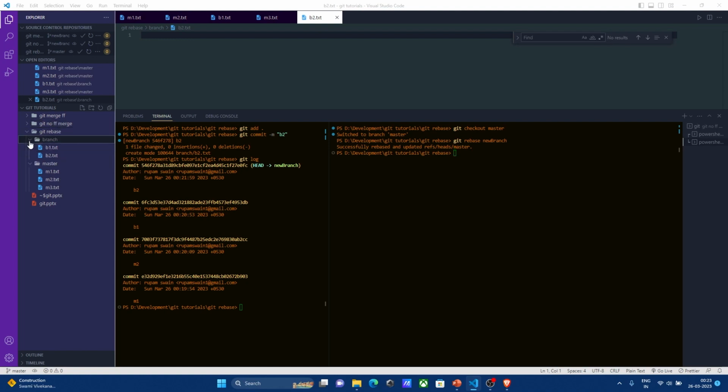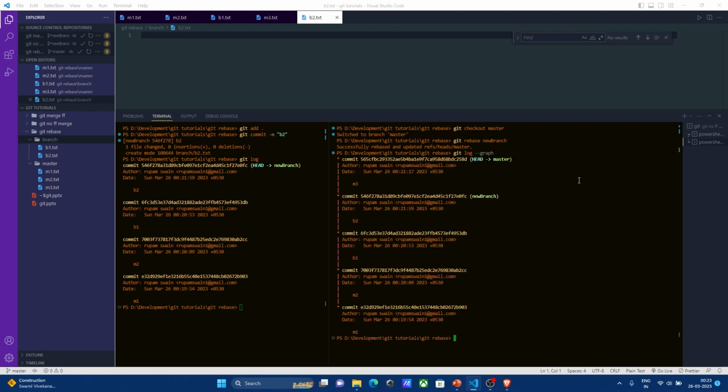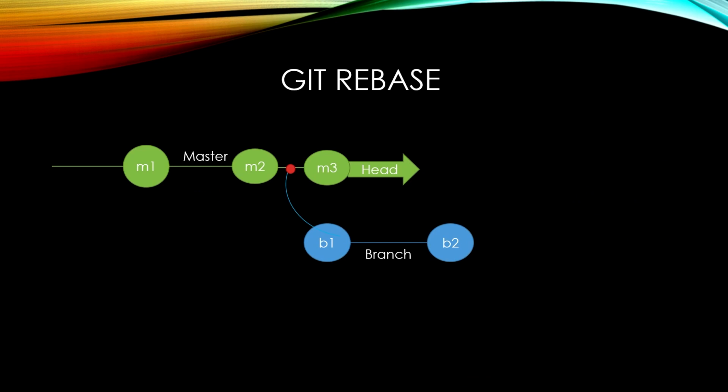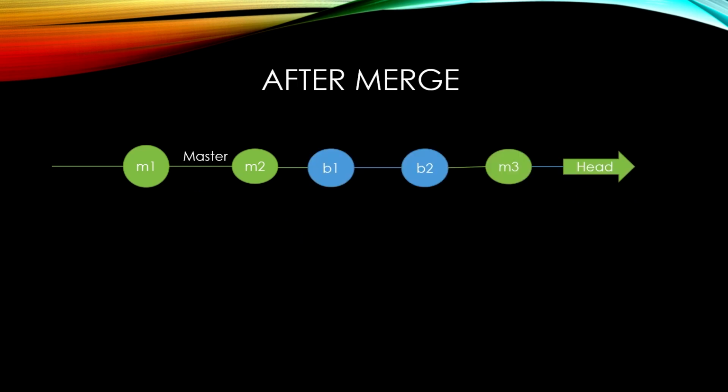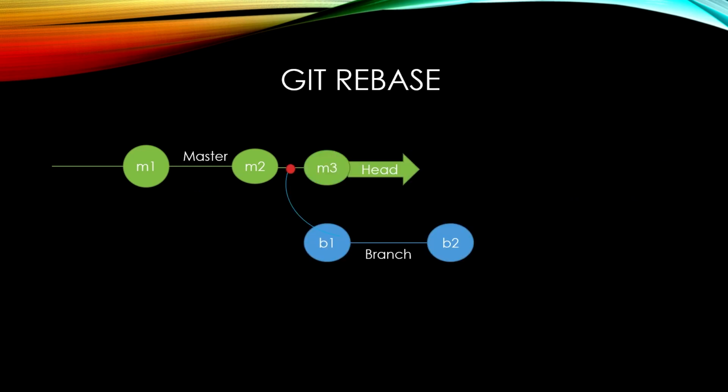So we have our branch here and we have our master here. Now the main difference comes when I log this graph. Now you see the difference. So we had our m1 commit, we had our m2 commit. Now what rebase does is after the merge, right? So we had our commit new branch created at this point.